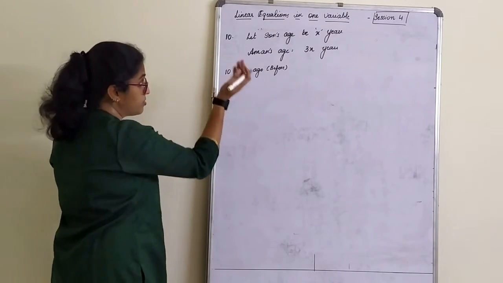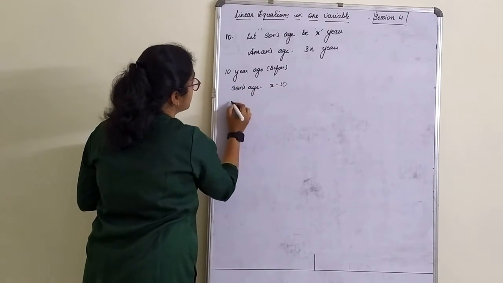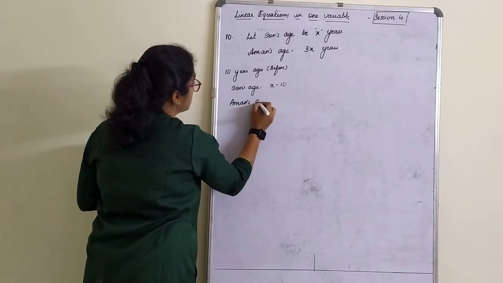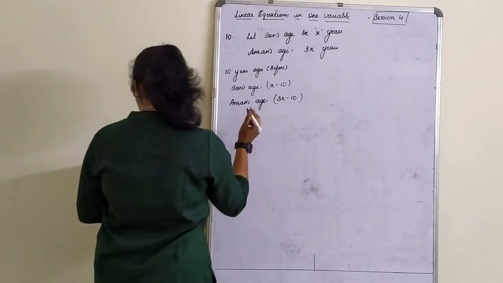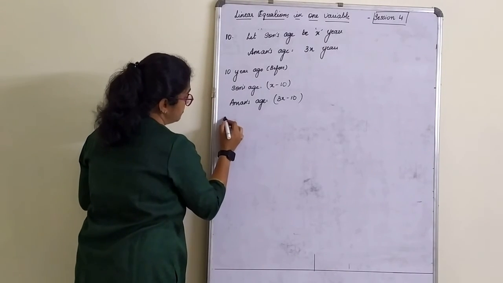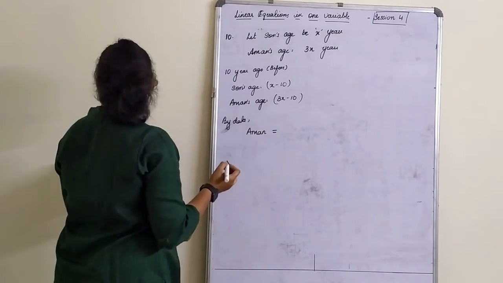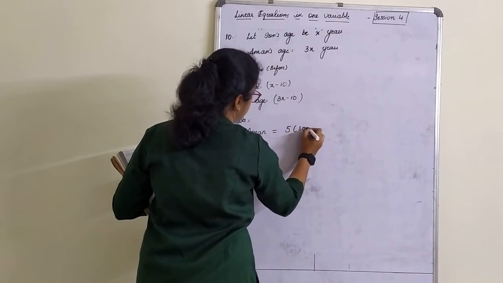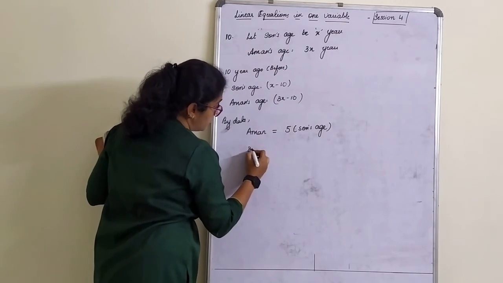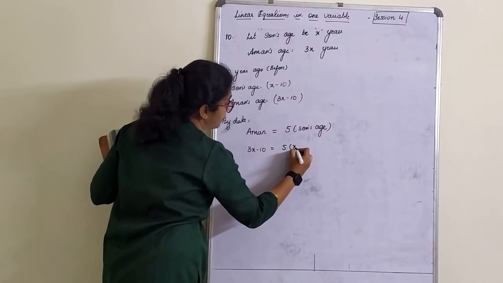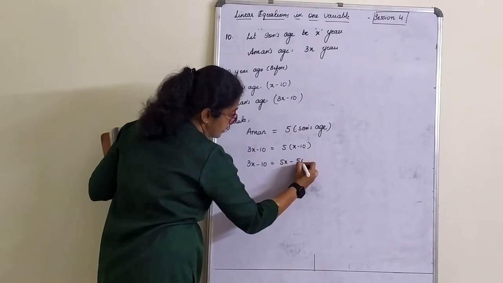So let us assume both the ages 10 years ago. Son's age x minus 10. Aman's age 3x minus 10. So 10 years ago, by data, Aman was 5 times his son's age. So 10 years ago Aman was 5 times his son's age. Aman is now 3x minus 10 is equal to 5 of x minus 10. 3x minus 10 is equal to 5x minus 10 5s are 50.